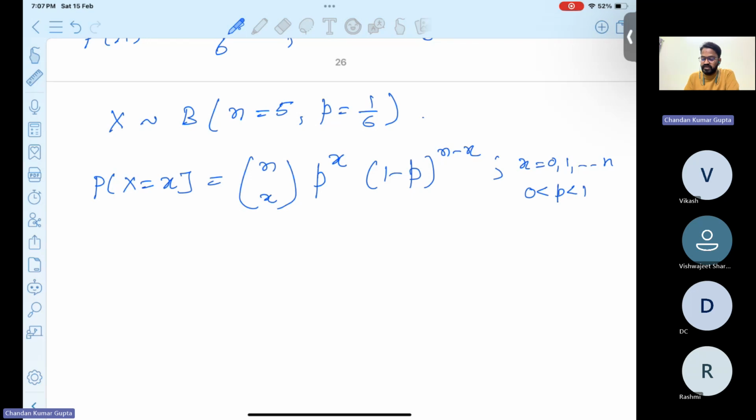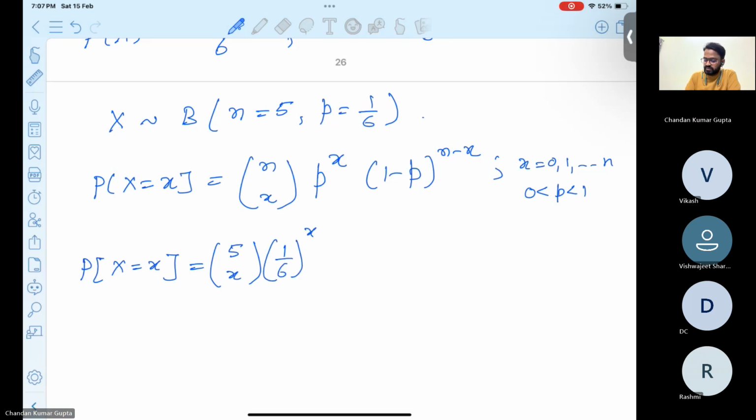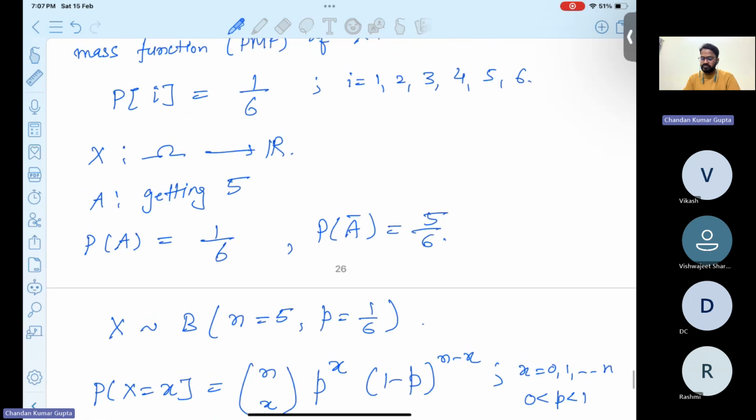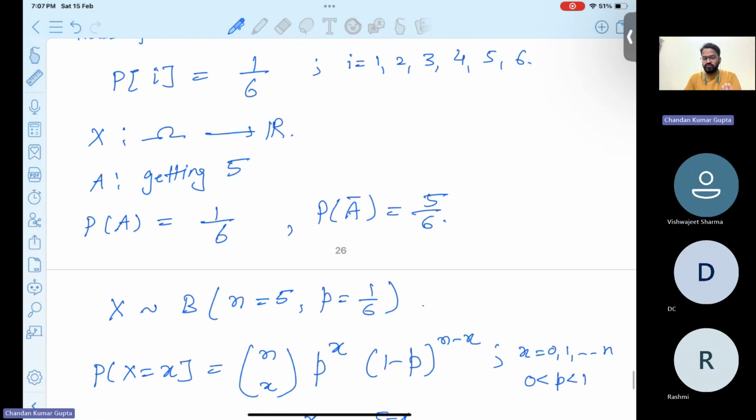Now putting the values n equal to 5 and p equal to 1 by 6, we get the PMF for this particular example. So 5Cx times 1 by 6 to the power x, and 1 minus 1 by 6 comes out to be 5 by 6, to the power 5 minus x. When x ranges from 0, what is x? X is the number of times of getting 5, and we roll 5 times.